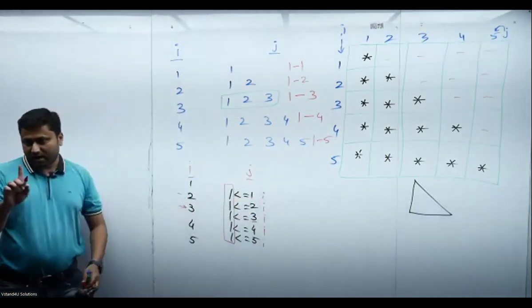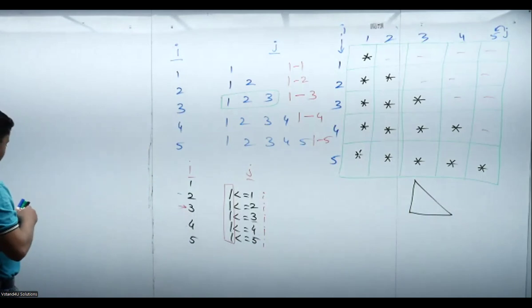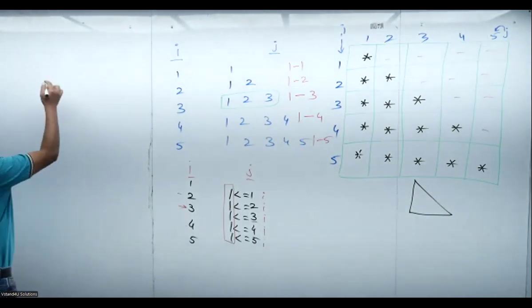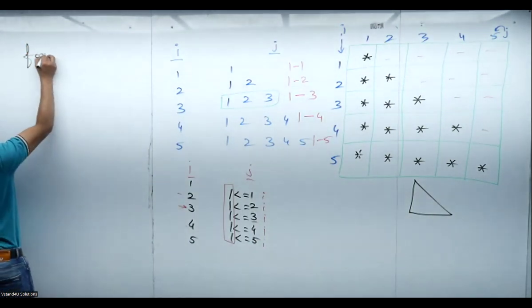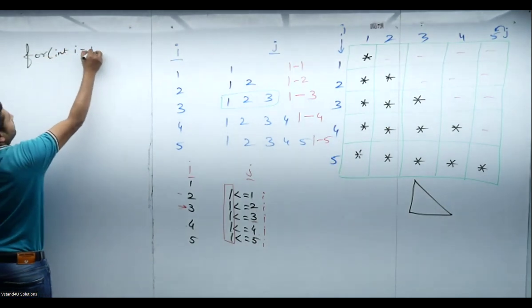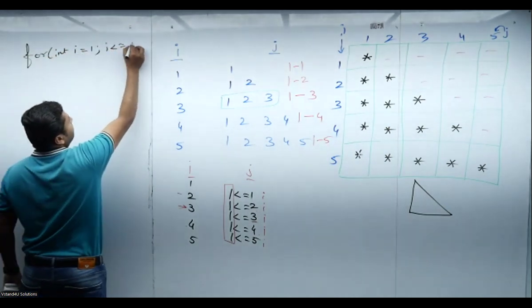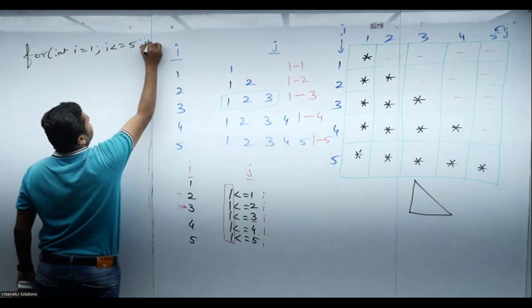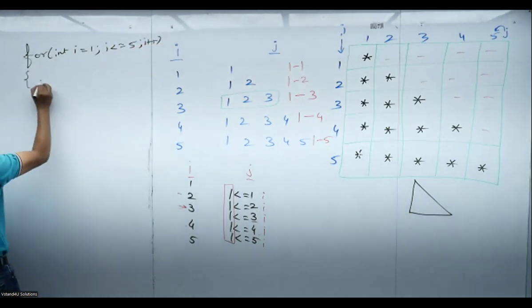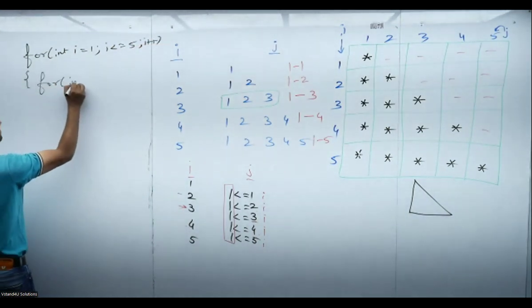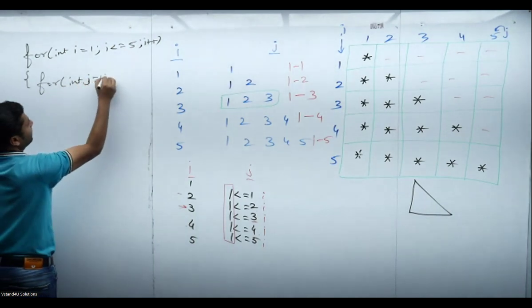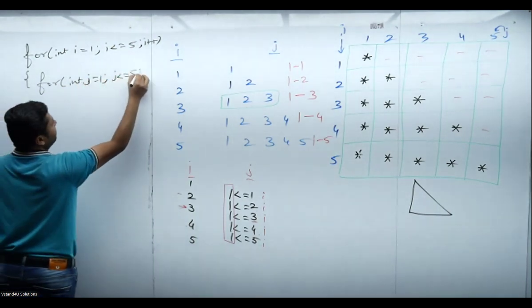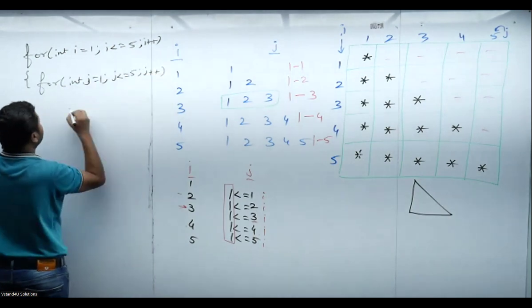Agree? Am I right? So in that case, shall I write the basic logic? Shall I start? For loop: int I equal to 1, I is less or equal to 5, I++. Done. Then once again, J is equal to 1, J is less or equal to 5, J++. Clear?